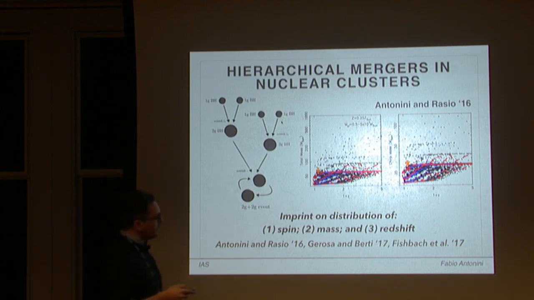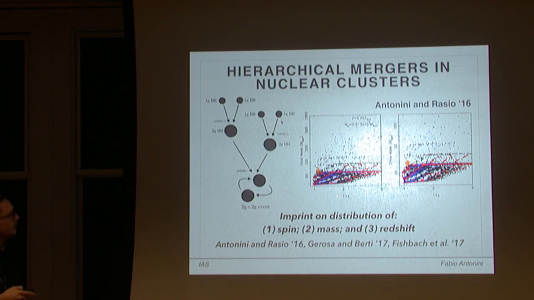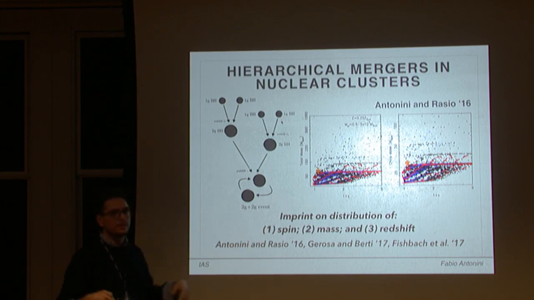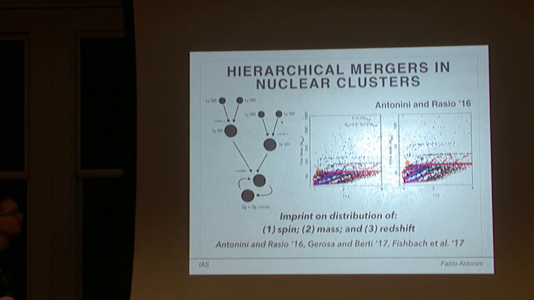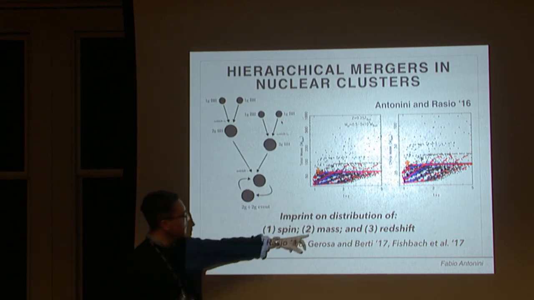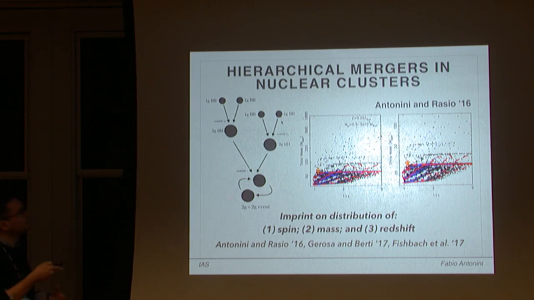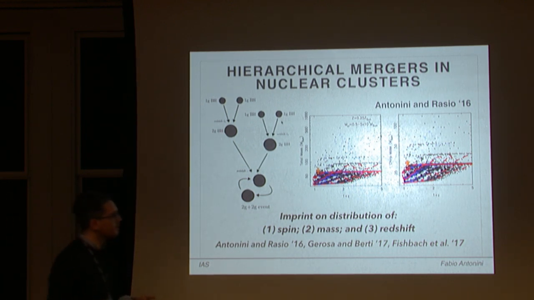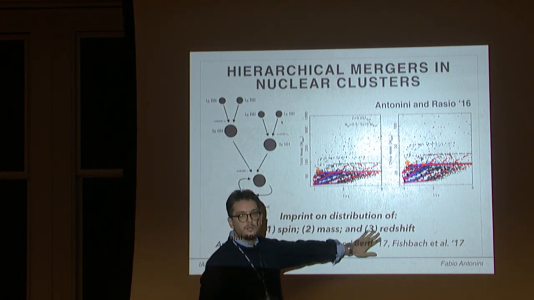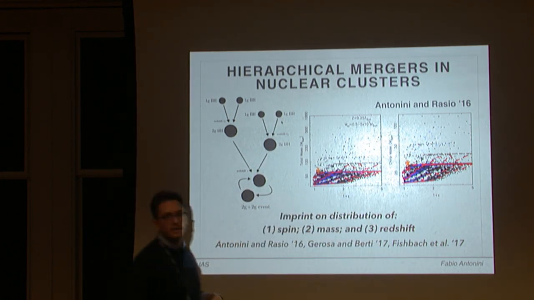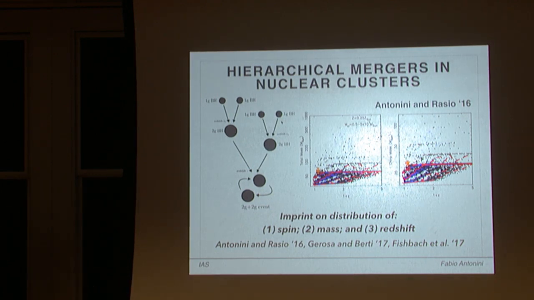As also noted recently by Gerosa and Berti and Fishbach et al., the later generation black holes will have a unique distribution of their spins, because hierarchical mergers tend to skew the distribution of black hole spins toward 0.7. They will have a unique mass distribution, because they tend to be more massive than the early generation black holes, or black holes formed in globular clusters. And they also have a unique distribution of redshift, because they merge at later times during the evolution of the nuclear cluster.